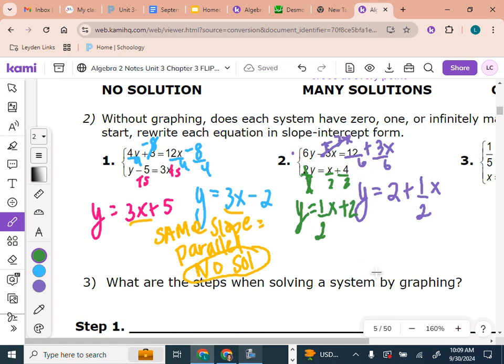What do you guys notice about these lines? Not really. Y-intercepts are the same, and so they're the same line. Yes? Do we agree? Okay. Same line, which means what? Huh? Many, good. They're on top of each other. They're 2 lines. They're the same thing. So that's many solutions.